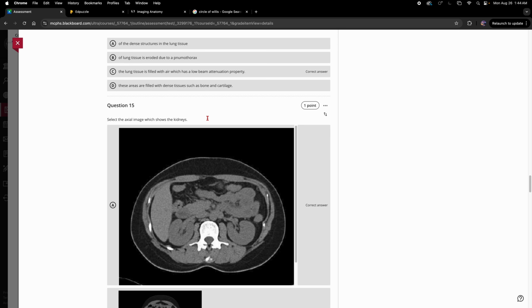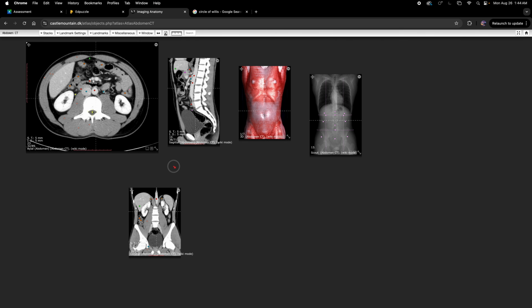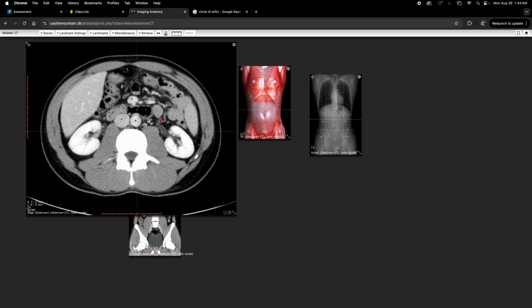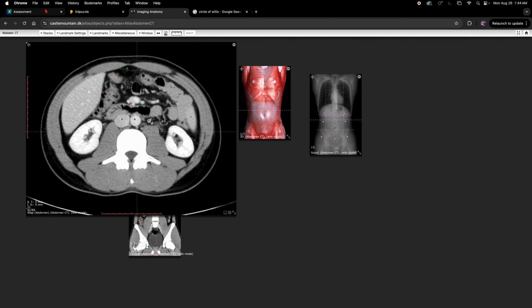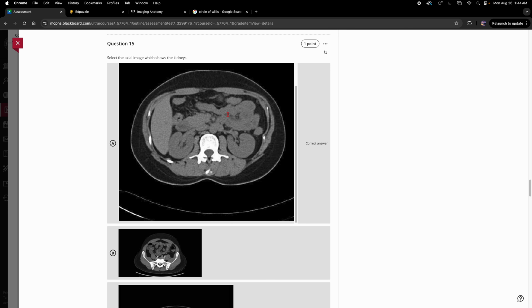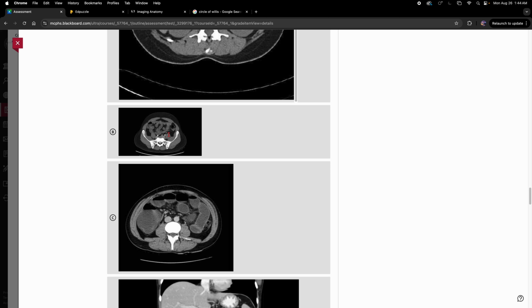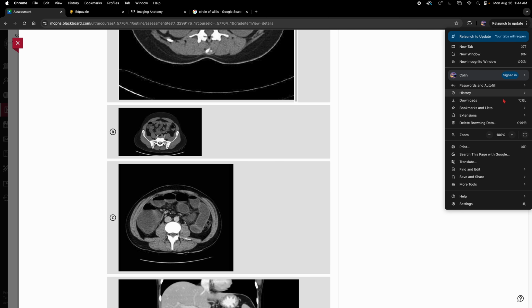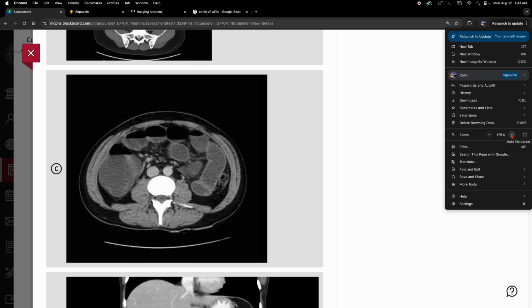Question 15, select the axial image which shows the kidney. Again, as a reminder, axial imaging divides the body into superior and inferior sections. So let's skip to the others. We can see, let me make this large so you can see this one better. So this is option C.